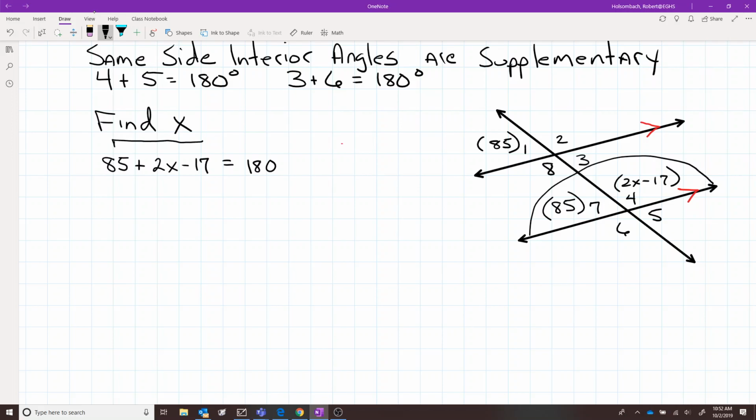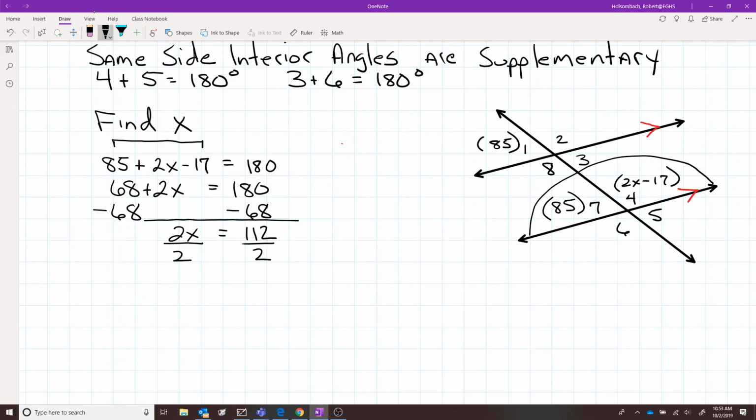So you got to combine your like terms. So your 85 minus your 17, 68 plus 2x equals 180. And then you can subtract 68 from each side. And your 2x is going to equal 112. And then you can divide both sides by 2. And x is equal to 56. Those are the type of questions you're going to get related to these rules.